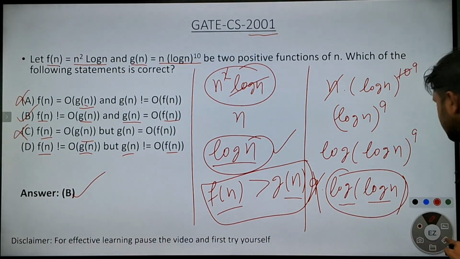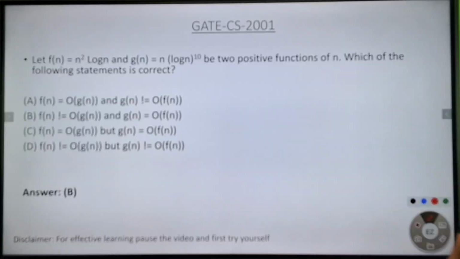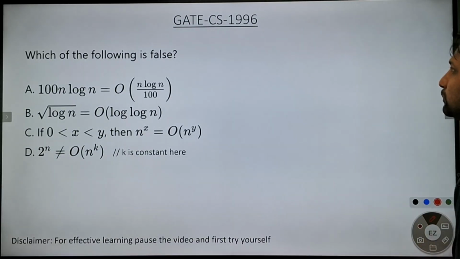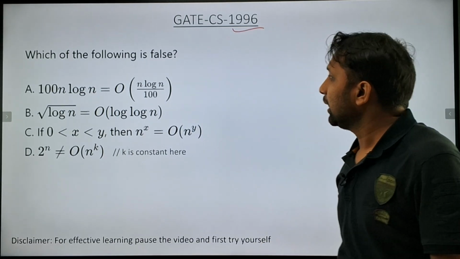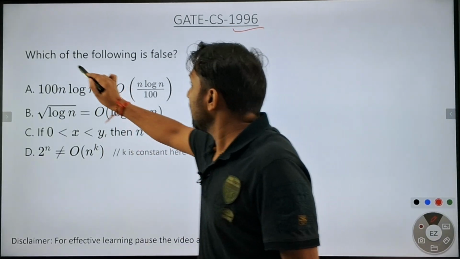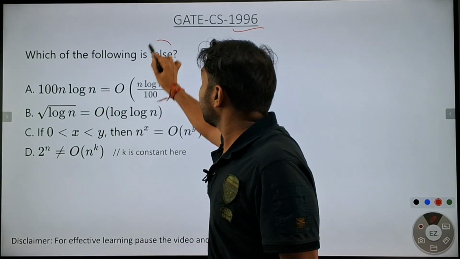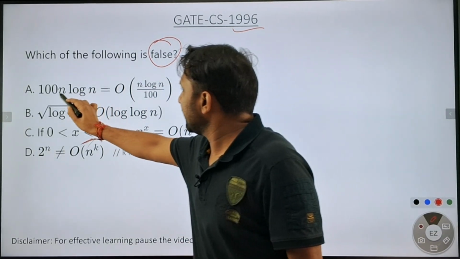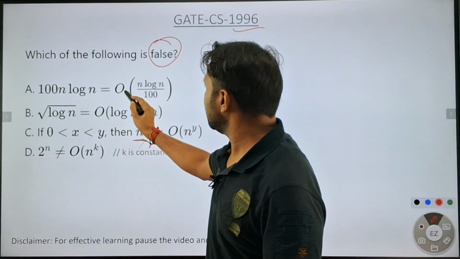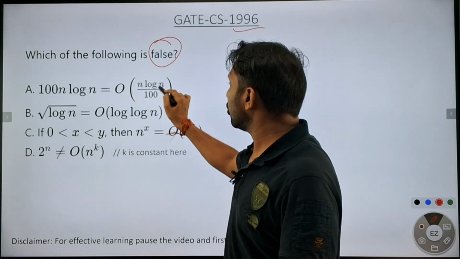Fine, let me erase the board and move on to the next problem. This is a GATE CS 1996 problem. Let me read this problem. Which of the following is false? Which statement is false? We need to find out. Here it is written 100 n log n equals big O of n log n by 100.